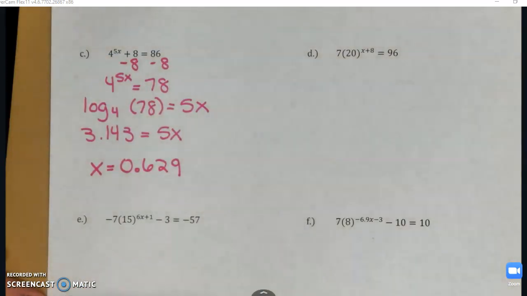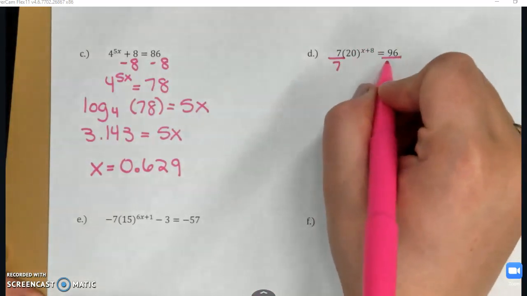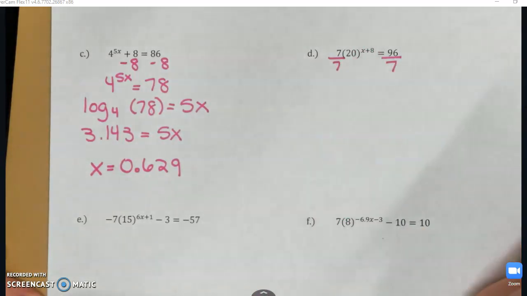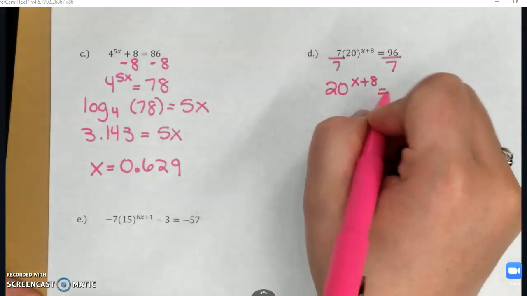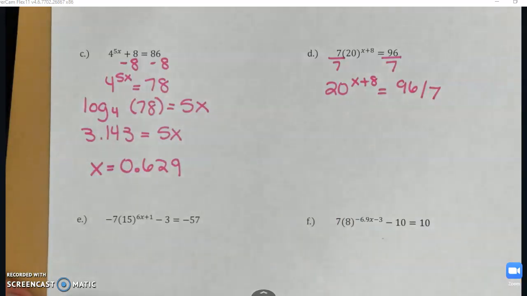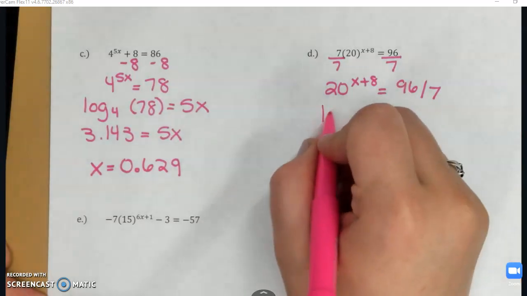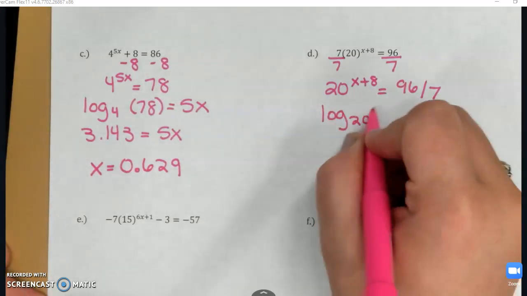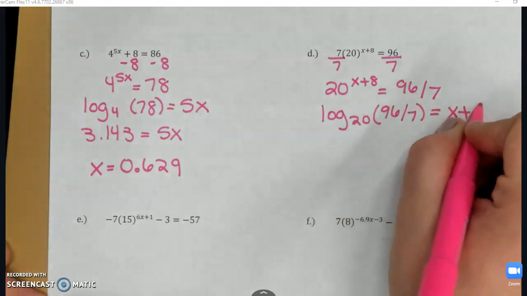Okay, on to D. I need to move this 7, so I'm going to divide it on both sides. Now, 96 over 7 is not going to give me a whole number, so I am going to leave it as a fraction because I want to make sure I'm doing exact numbers, not rounding, not any ugly decimals. So my exponential is now by itself, so log base 20 of 96 divided by 7 equals x plus 8.